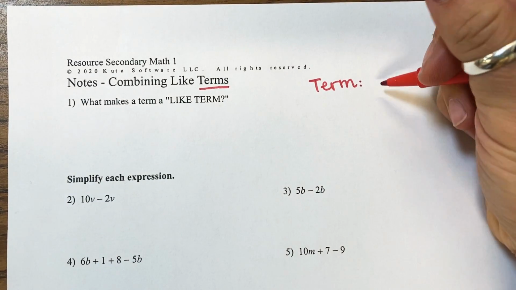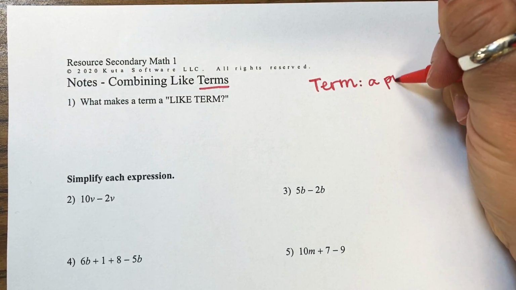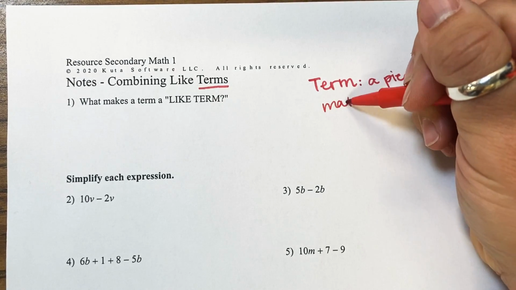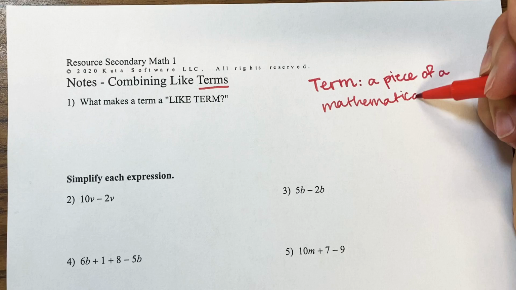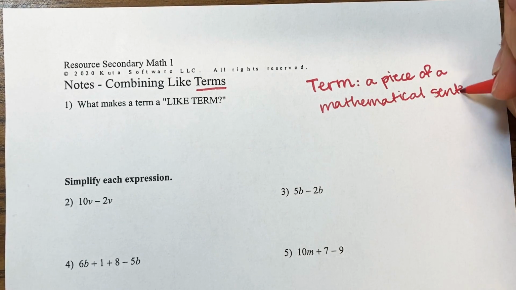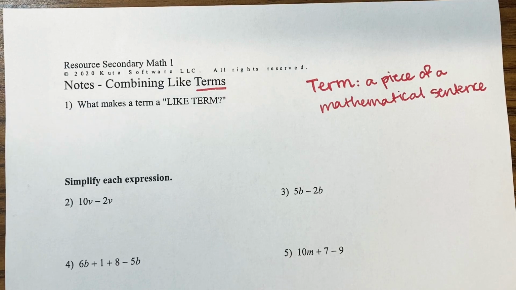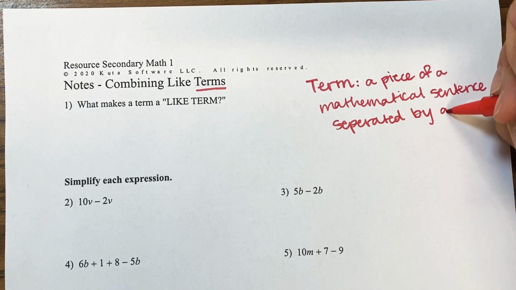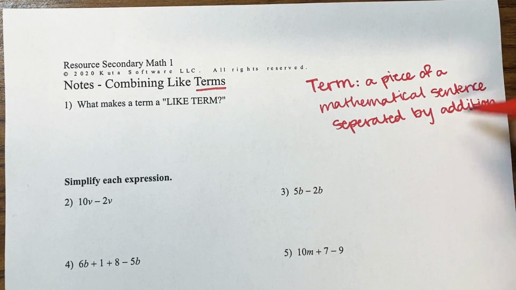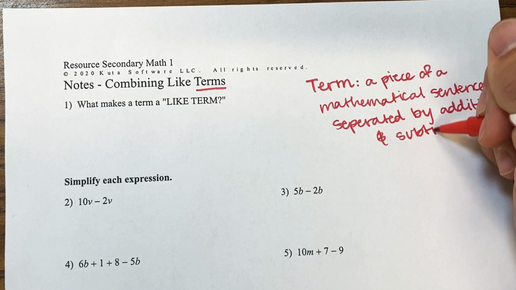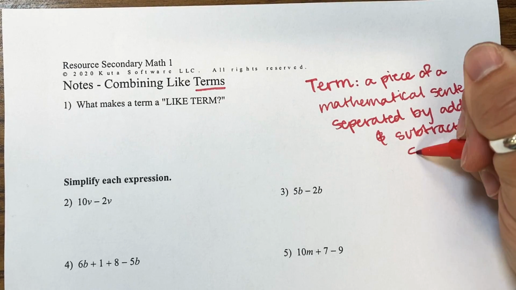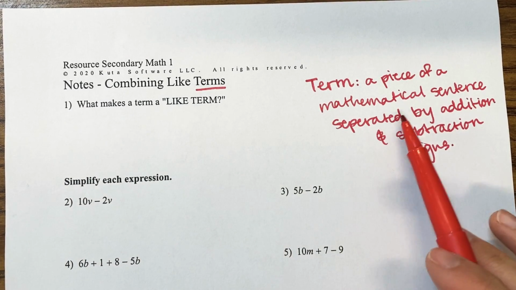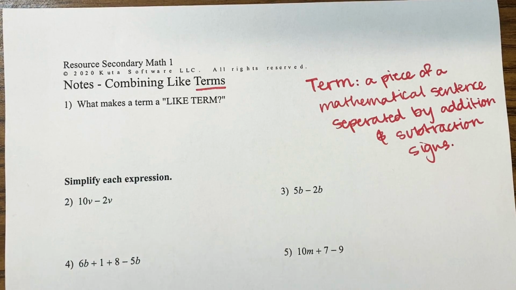Okay, so a term is, we'll just say, a piece of a mathematical sentence, right? It's not always an equation, not always an expression, separated by addition and subtraction signs. Okay? Beautiful. So a term is a piece of a mathematical sentence separated by addition and subtraction signs.